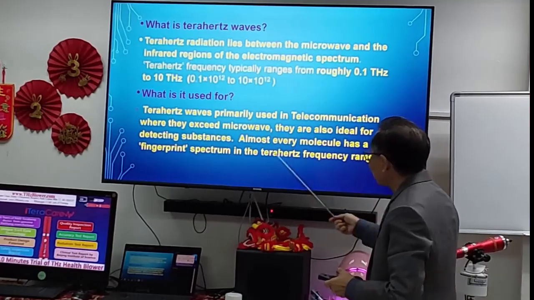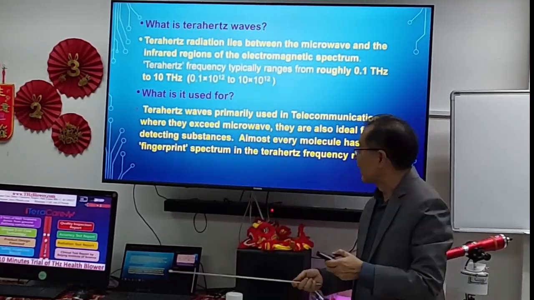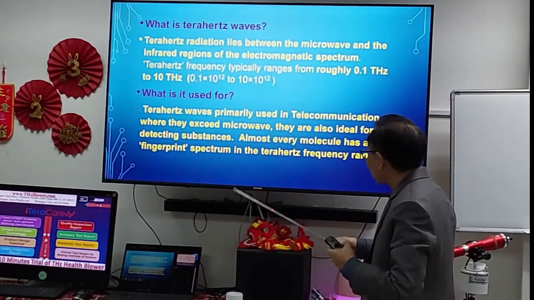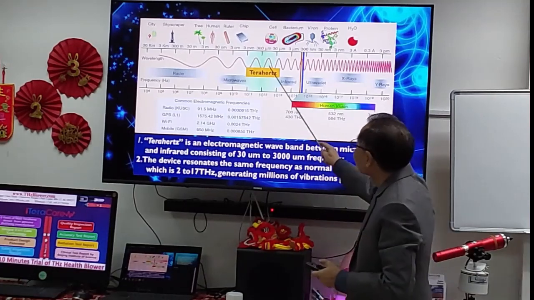They exceed microwave, they're also ideal for detecting substances. Almost every molecule has a fingerprint. Biological molecule in the spectrum. Okay? So that's where terahertz is.